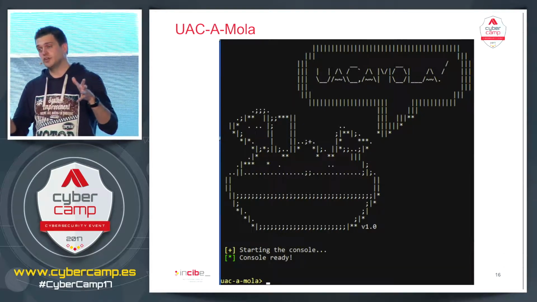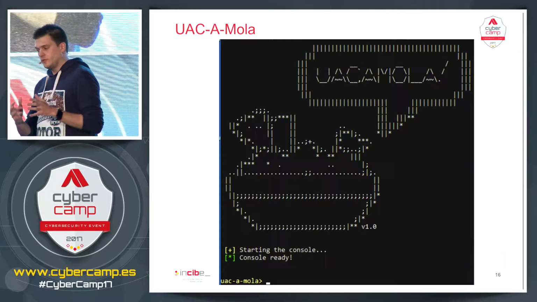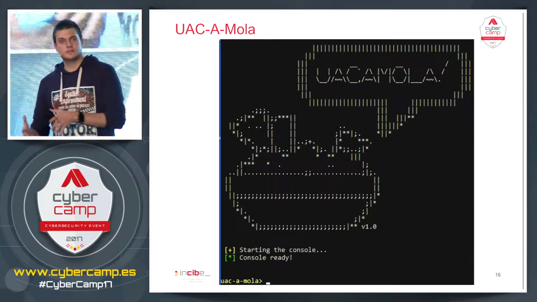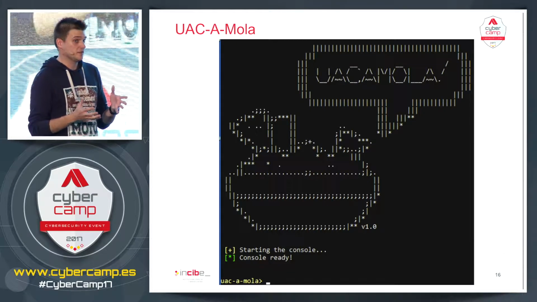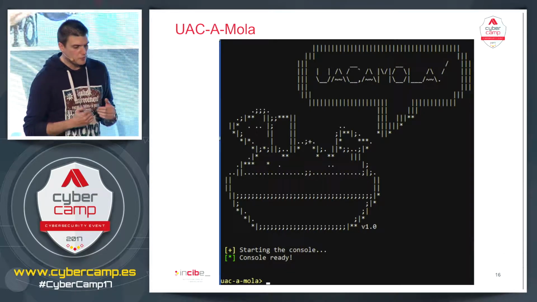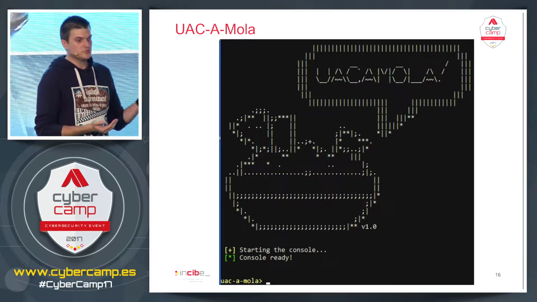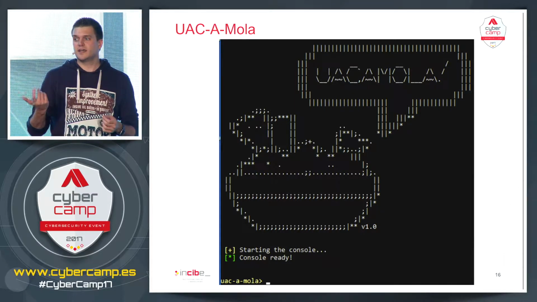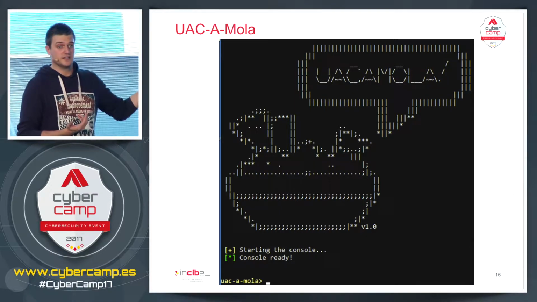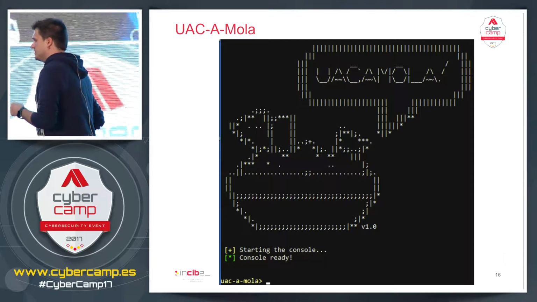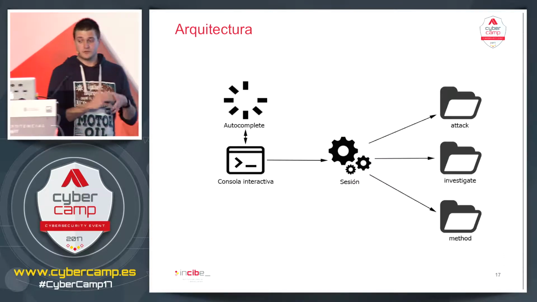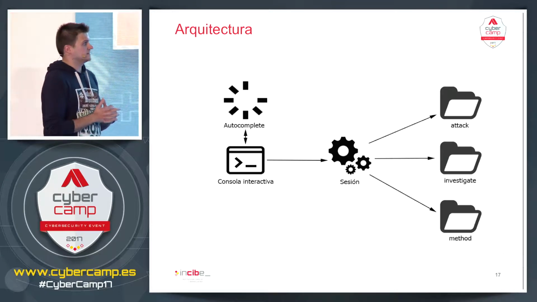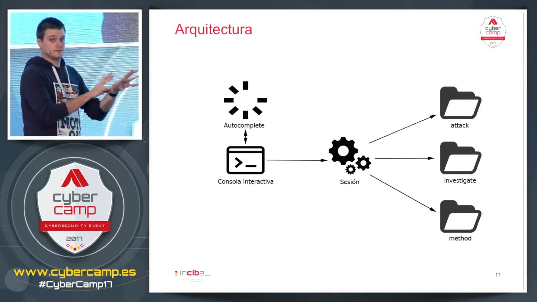So this is what interested us, the research part, having an open project in a community where people could implement different modules in order to work with this. Having clear ideas about what UAC and bypass are, people could do their own research and identify new UAC bypasses and share them. So we worked on the architecture. It's quite a simple one.